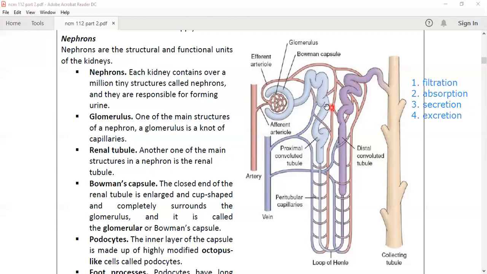And your juxtaglomerular cells are actually also found around this part, afferent arteriole. But supposedly, this drawing is not accurate. The distal convoluted tubule should be in close proximity to your glomerulus. It should be somewhere here. So your macula densa are here, your juxtaglomerular cells are here in your afferents.